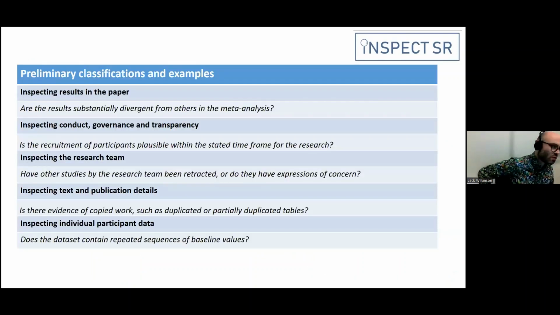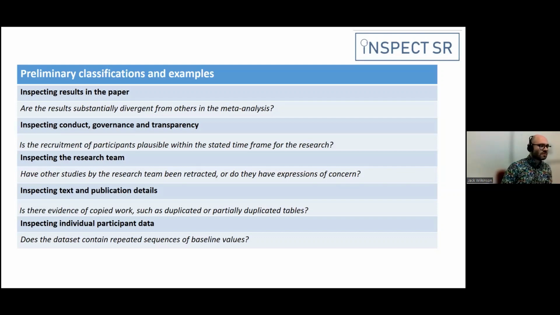So just to give you an idea of the kinds of items that we've put on this long list, again, remember these are on an initial long list. We're not saying that these items are good or feasible or anything like that, just examples of items that we're taking forward for consideration. So we have some preliminary classifications and one example of each.